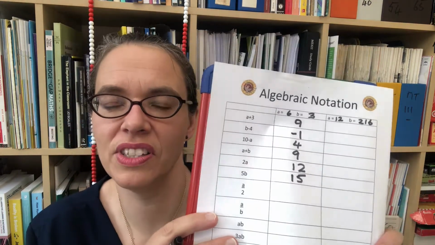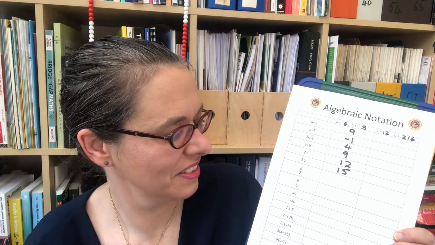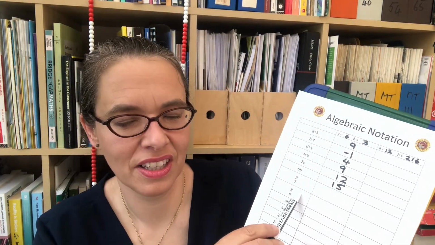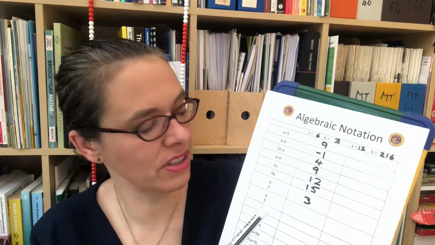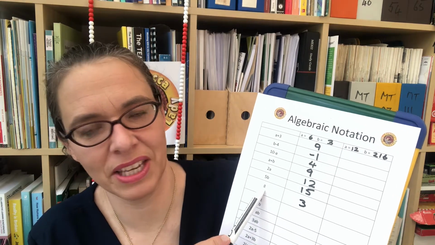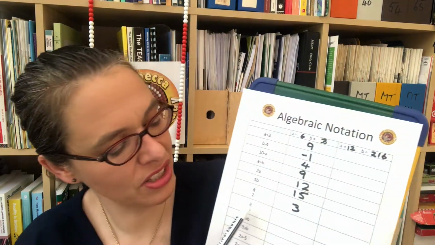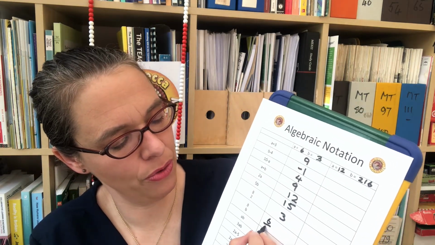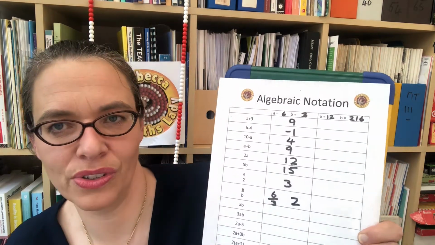A over 2, that's A halves, 6 halves. 6 halves is 3 wholes. And it's also useful to learn that this way of writing something just means division. If you write one number over another, you're just dividing them. So if we go to this one, A over B, that's 6 over 3, 6/3, which is 2 wholes.